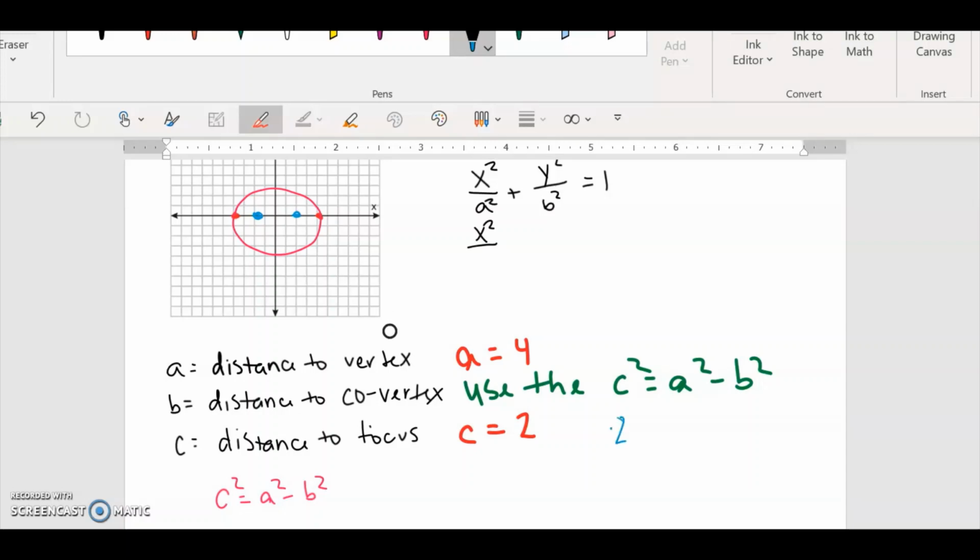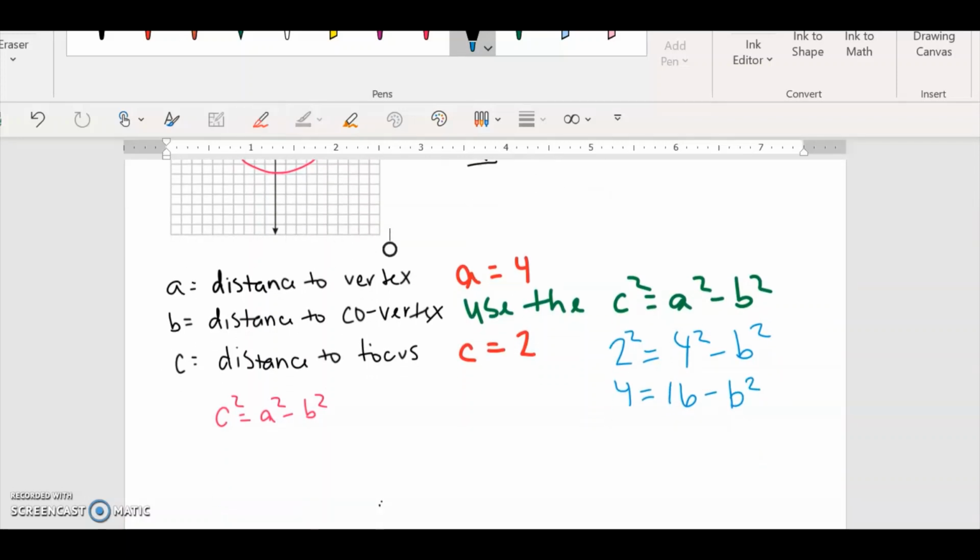Let me try that again. 2 squared equals 4 squared minus b squared. 4 equals 16 minus b squared. Subtract 16 from both sides, and we get -12 equals -b squared. Divide by -1, and 12 is b squared.